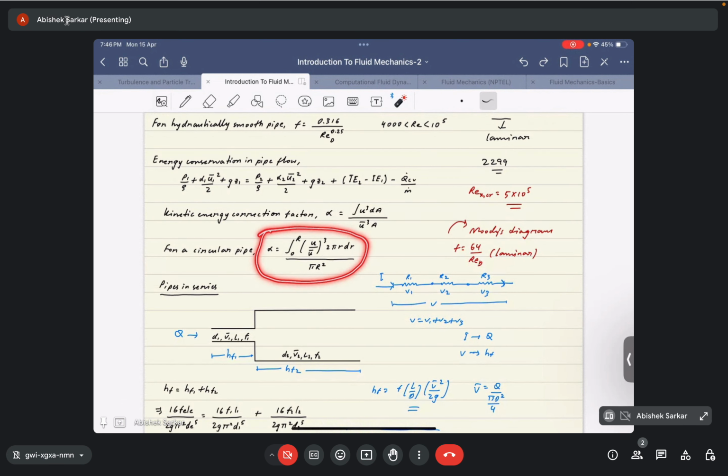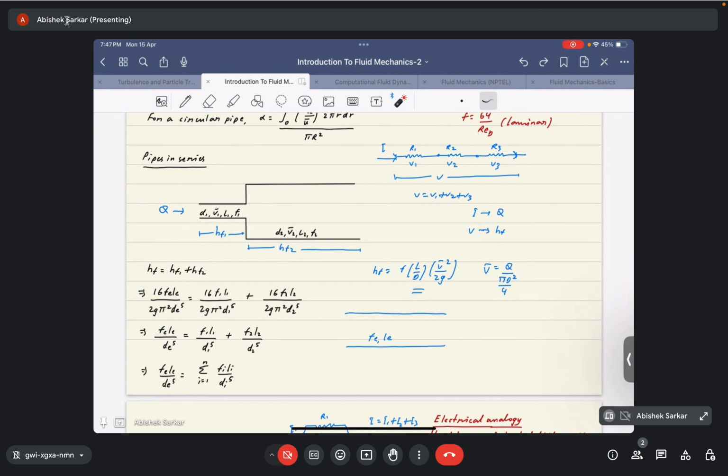So in the case of pipes in series, the important thing to keep in mind is that the volume flow remains constant through all the pipes. So in the case of these two pipes, the volume flow rate Q will remain constant. But the head loss in these two pipes will be different, and the net head loss would be the sum of the two head losses in these two separate pipes. This HF would be equal to HF1 plus HF2.